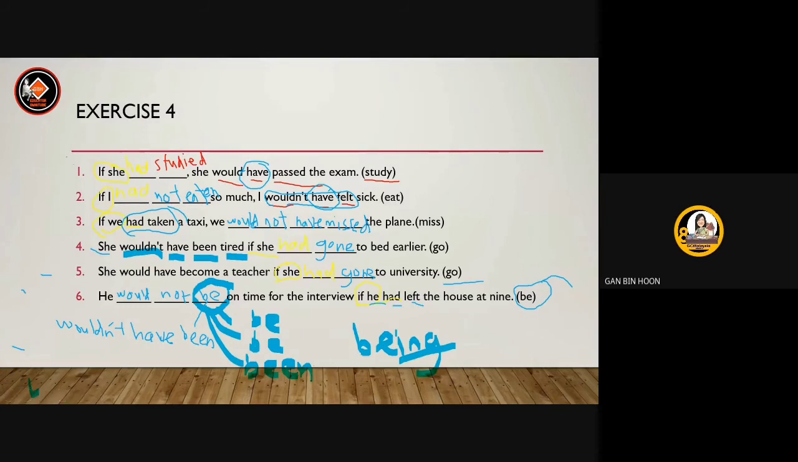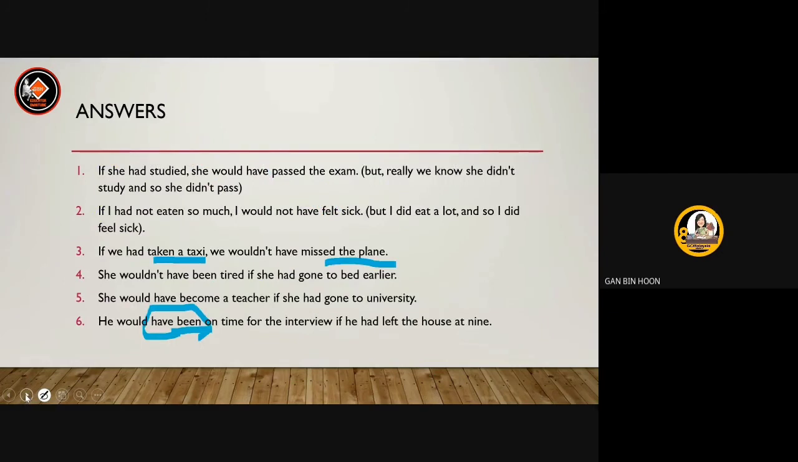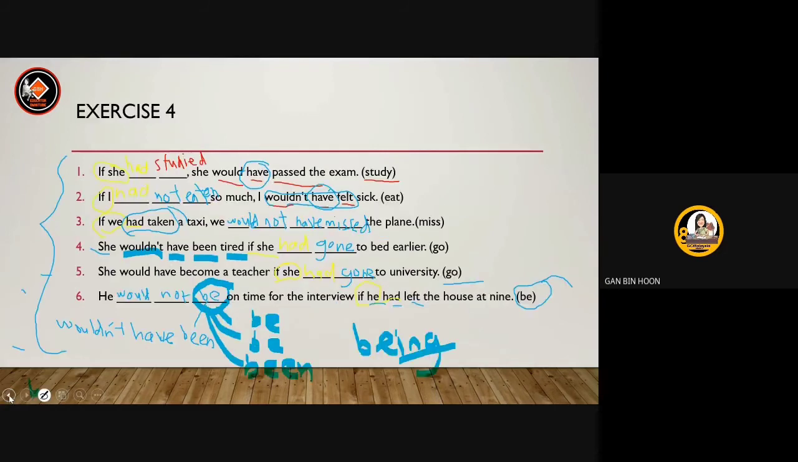Teacher, do I need to write these sentences? No. Okay. Itu bergantung kepada ayat awak. Sometimes you use, sometimes you do not use. Some people do not like to use this. Okay. He would have been on time for the interview if he had left the house. So, if negative is not, he would have been. So the answer here will be, apa jawapan dia? He would have been.